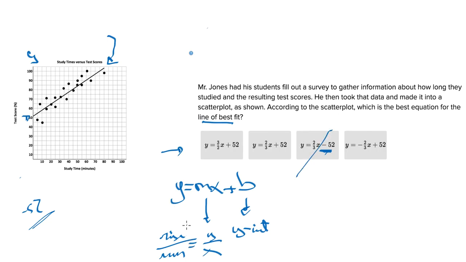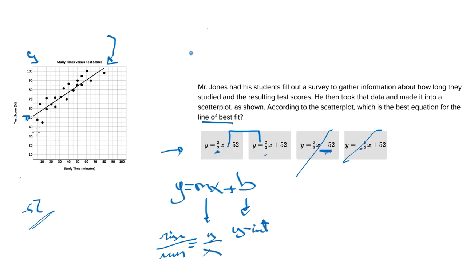The other thing that we see here is this line rises. It goes up as the x values increase. So that means it has a positive slope. So anything with a negative slope, like answer choice D here, would also be wrong. And then we're left with answer choices A and B. The only difference between the two is the slope value here. One of them has 3 over 2, and one of them has 2 over 3.